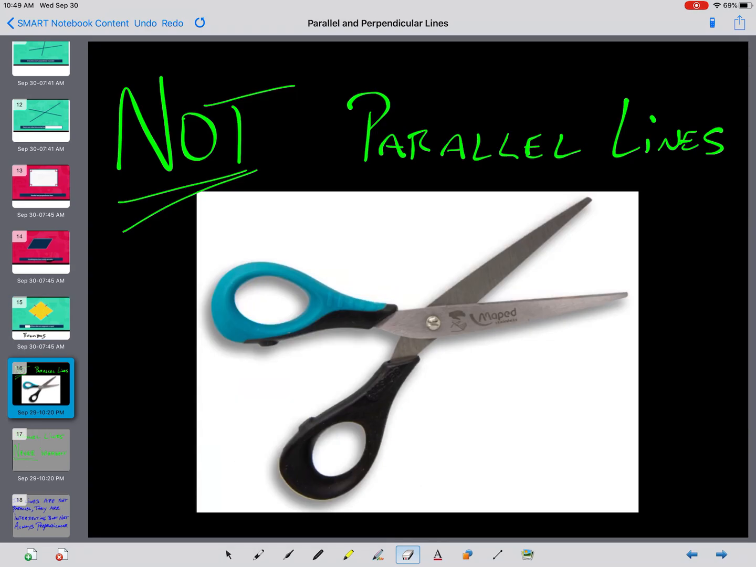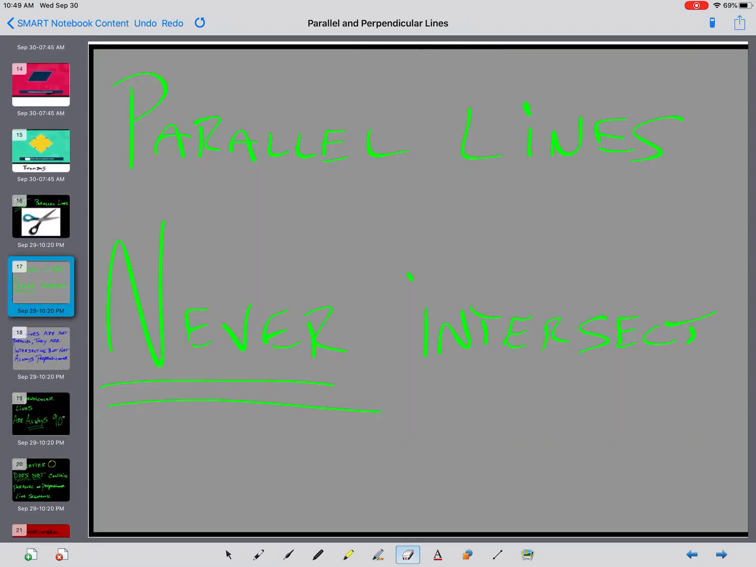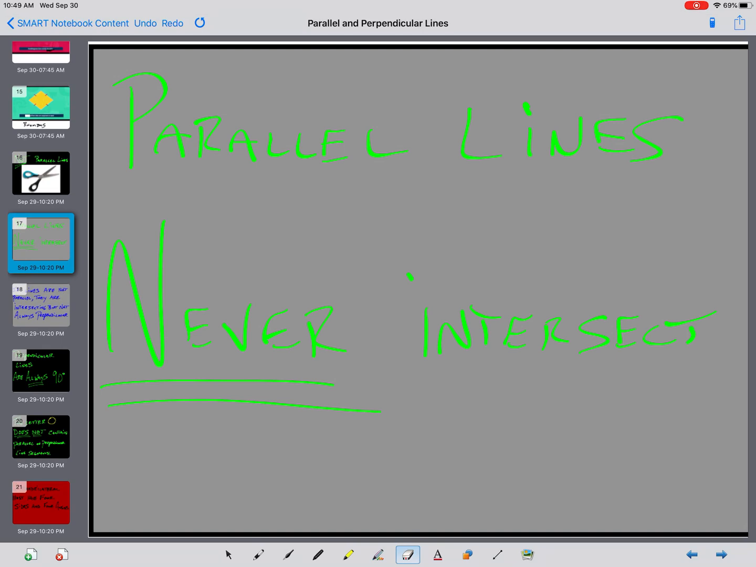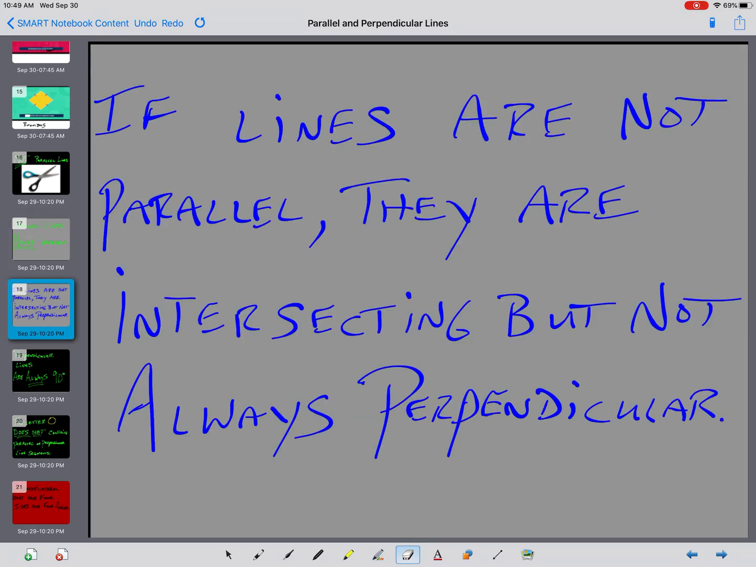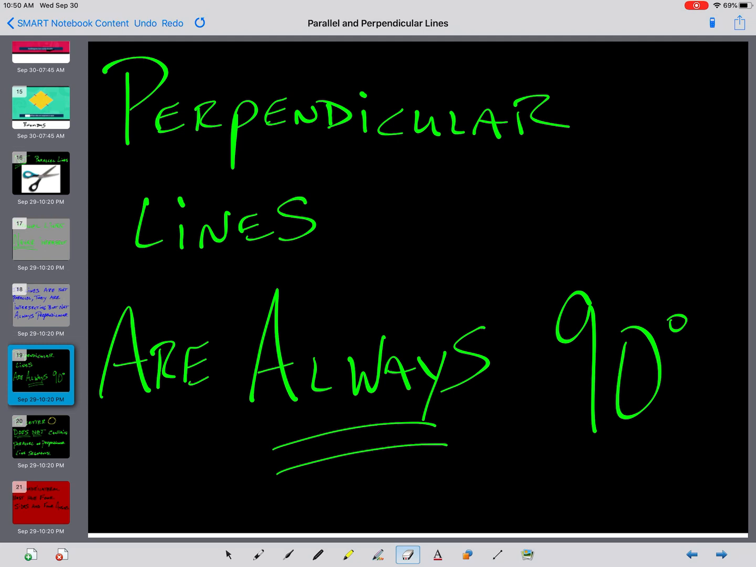Here's an example of something that is not parallel. A pair of scissors, they form intersecting lines. Okay, and you need to know that parallel lines never intersect. You'll be asked that question. You should know that if lines are not parallel, they are intersecting, but not always perpendicular. Okay, they can look like that, or they can look like perpendicular where you're forming right angles.